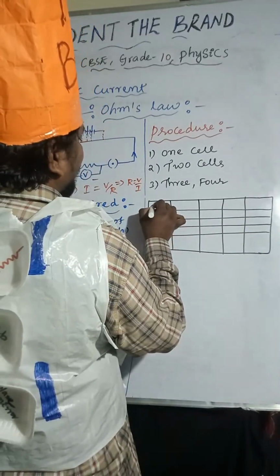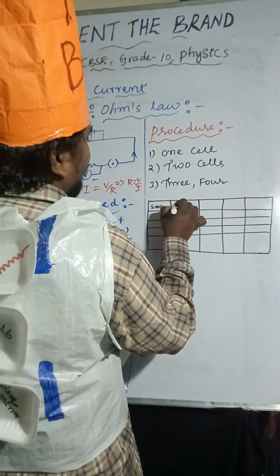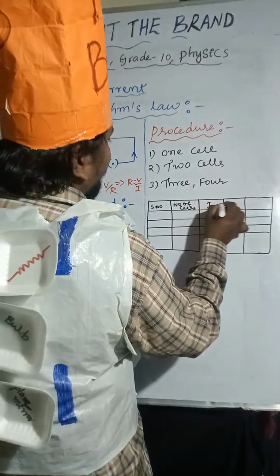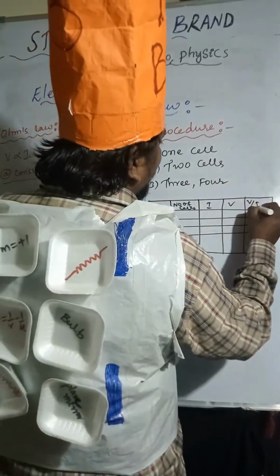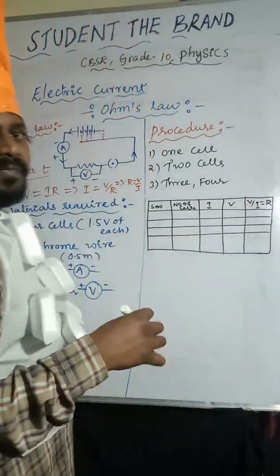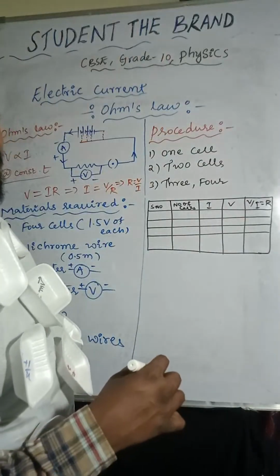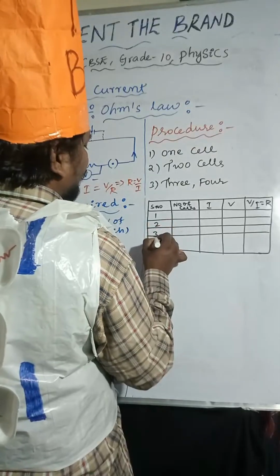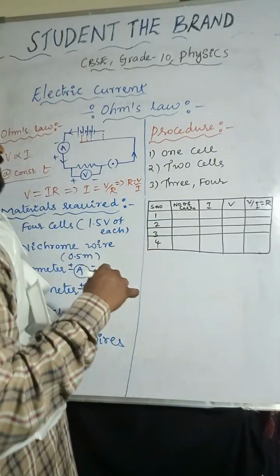So serial number, number of cells, ammeter reading I, voltmeter reading V. V by I is nothing but the R value, right? Yes. So 1, 2, 3, 4. Four times you have to take readings.